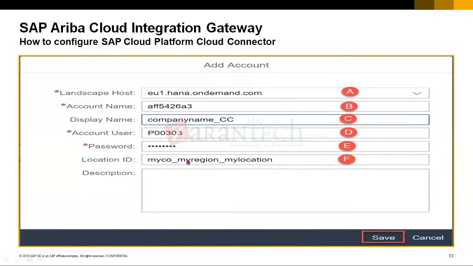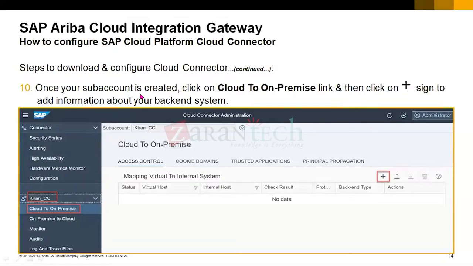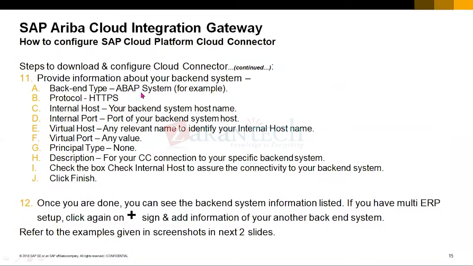And in the 10th step, once your sub account is created, click on the cloud to on-premise link, and then click on the plus sign to add information about your backend system. Since we are going to connect our cloud to the on-premise solutions, in the left-hand side down, we can see cloud to on-premise. We have to click on this option, then you will get the plus option here. Once you click on this plus option, it will ask you to enter some information like backend system, protocol, internal host, internal port number, virtual host, virtual port, different information.